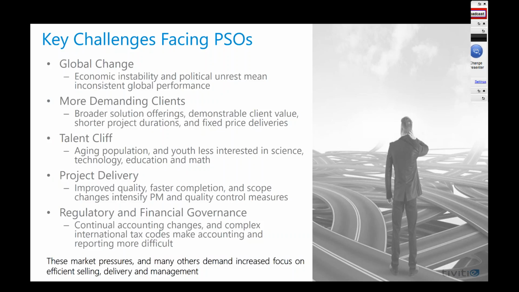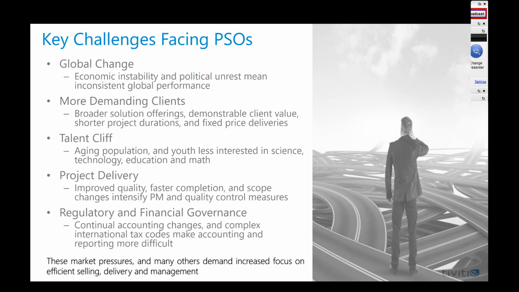From a project delivery challenge perspective, everybody is expecting improved quality, faster completions. Scope changes happen faster as people are using more agile approaches to doing things. And this really intensifies the need for project management discipline and quality control measures within an organization, meaning you really have to get good at these things and be able to manage and monitor these things quickly and in a timely fashion in order to compete in the marketplace.